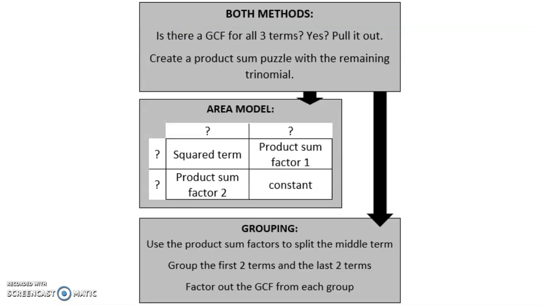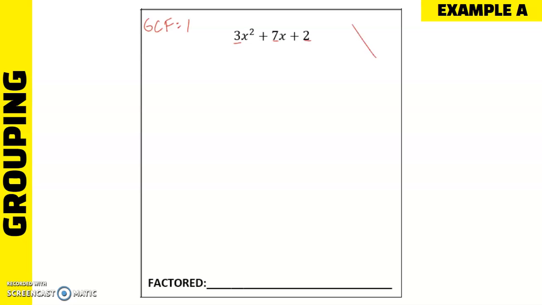So then we go to the product sum puzzle. So let's set that up. I multiply the squared coefficient times the constant, so 3 times 2 is 6. The sum is always the middle term, so positive 7. And so I'm looking for what multiplies to 6 but adds to 7. Start with 1 times 6. That's 6. If I add those together, hey, that's 7. I love when it gives it to me right away. Okay, so I'm going to use that to split up the 7x.